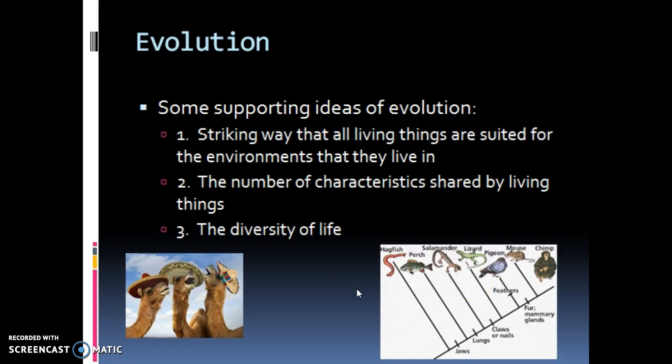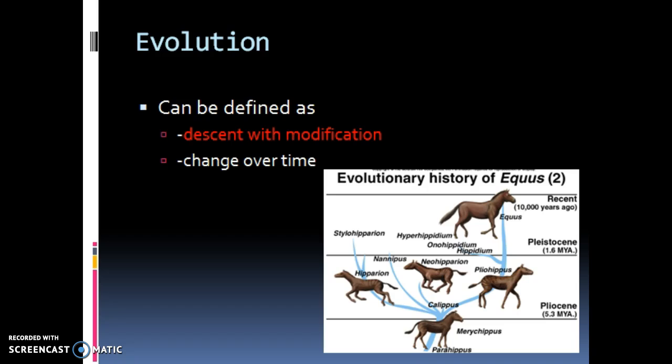And the third thing is the diversity of life, or the very large variety of living things. So those are some of the things that support evolution. As the title of chapter 22 suggests, we are going to be focusing on evolution not necessarily as natural selection at the time being, but as descent with modification, which is what Darwin actually called it. He didn't call it natural selection, he called it descent with modification, which is essentially the same thing as natural selection, to an extent, I suppose, and it can be defined as change over time.